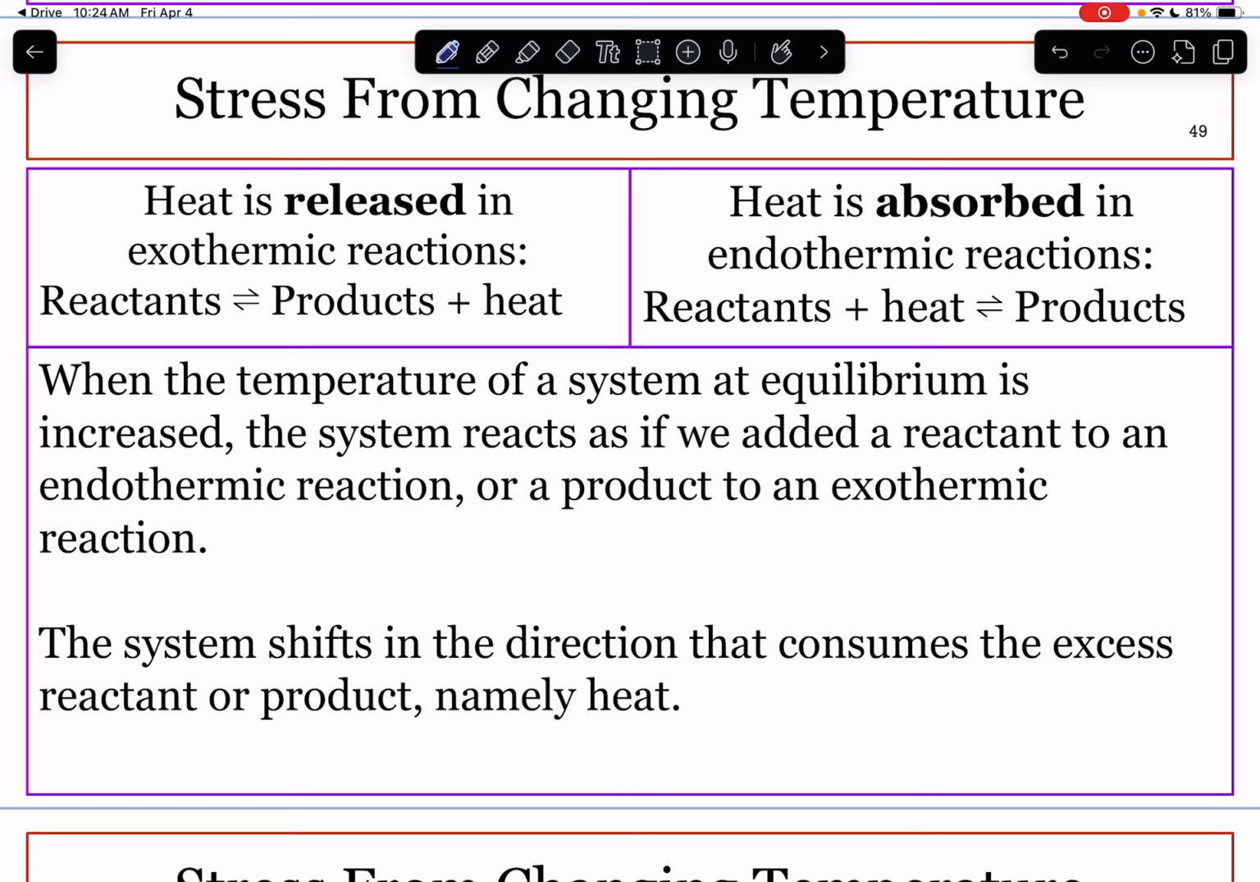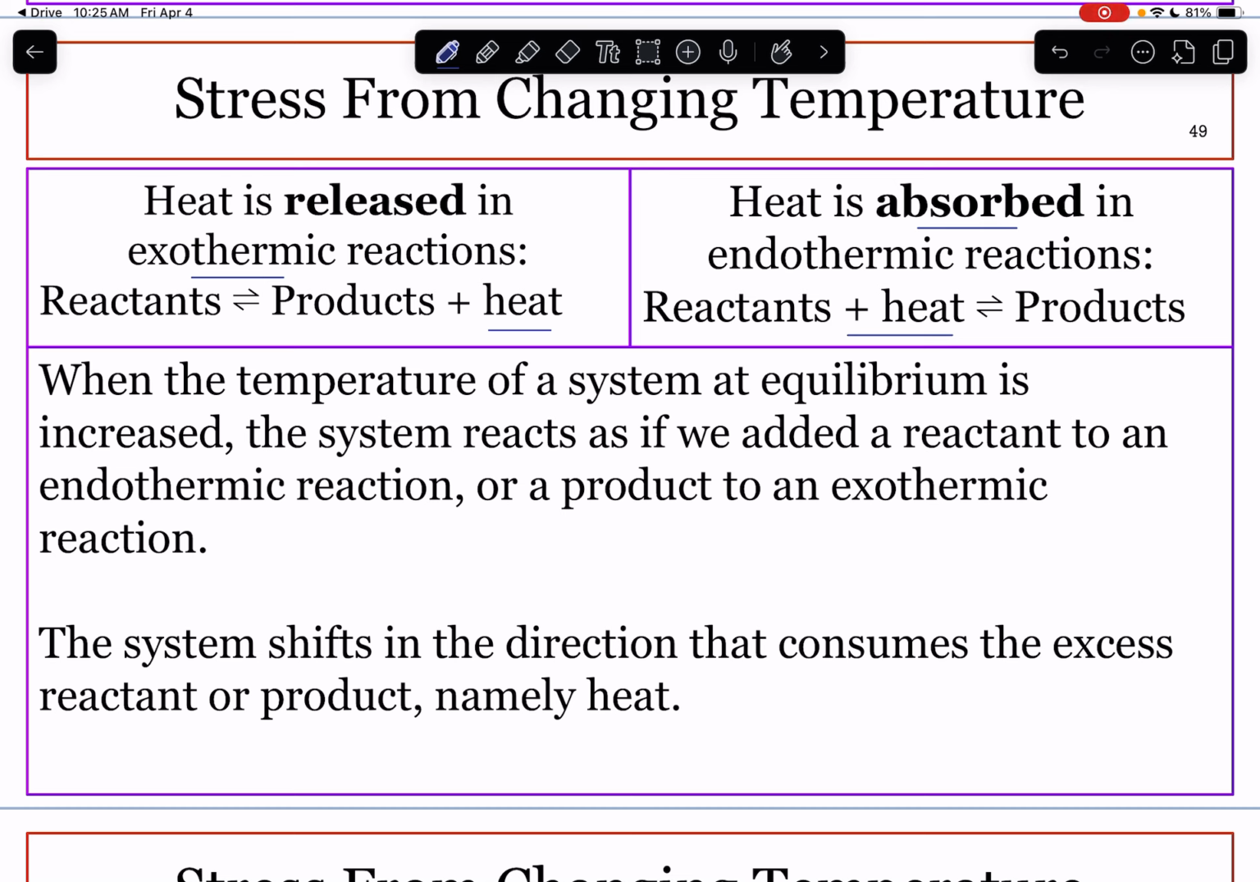The direction in which the system will shift depends on if the reaction is an exothermic reaction or endothermic reaction. So heat is released in exothermic reactions, if you remember from our thermochemistry unit. This is the same as saying the heat is being produced on the product side. Heat is absorbed in an endothermic reaction, so you can imagine heat is one of the reactants. It is required for the reaction to move in the forward direction.